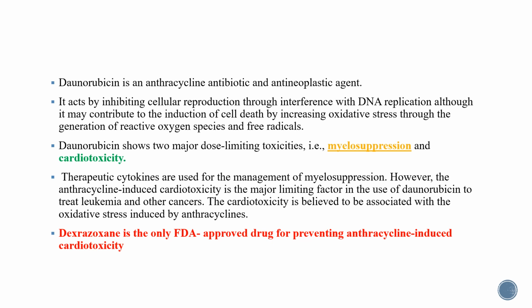So the main point is that irreversible dose-dependent cardiotoxicity is the most serious adverse reaction and is more common with daunorubicin and doxorubicin. And this cardiotoxicity is mainly due to the generation of free radicals and lipid peroxidation. This dexrazoxane is the only FDA-approved drug for preventing anthracycline-induced cardiotoxicity. This dexrazoxane is an iron chelator. Okay, so there has been some success with the iron chelator dexrazoxane in protecting against the cardiotoxicity of daunorubicin and doxorubicin.